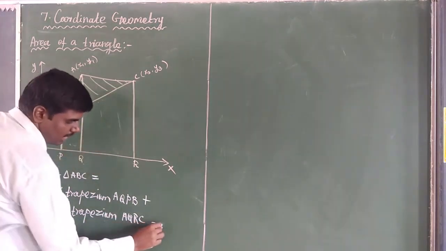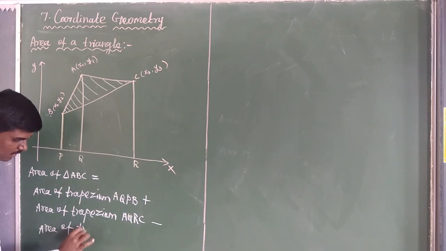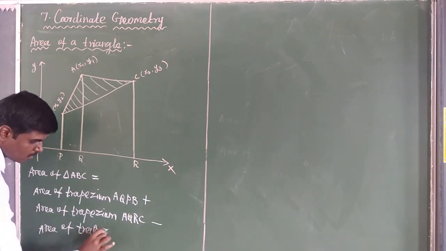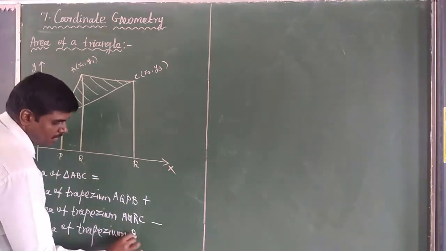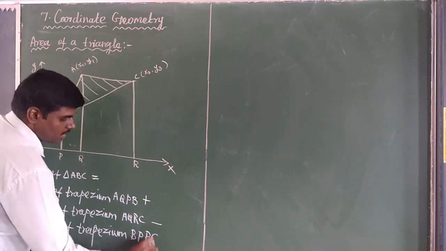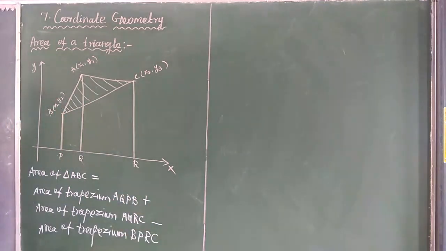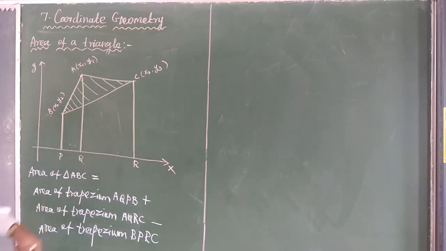Total area minus again the area of the trapezium. Okay, what's the point? Coordinate points B, Q, R, C. Okay, you separate B, Q, R, C. It's clear. So first find out the total area, then the remaining part you will separate. Easy to find the area of the triangle ABC.